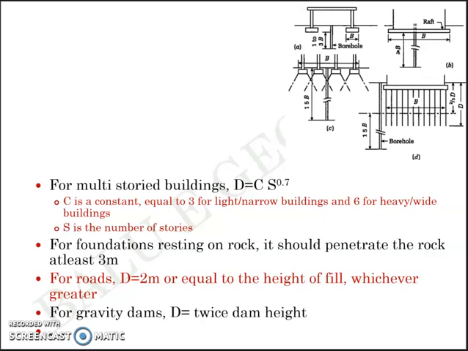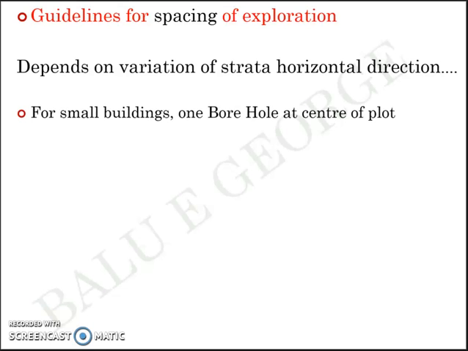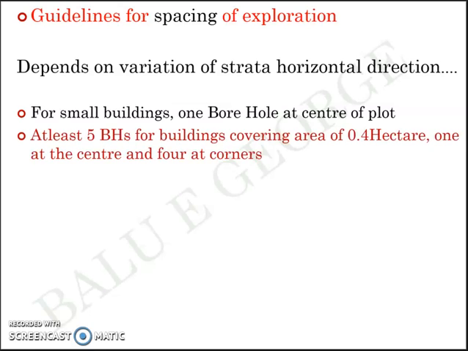Now, like the depth of exploration, we need to arrive at the spacing of exploration, which means the number of boreholes taken at a particular site and the spacing between these boreholes. Again, it depends on the variation of the strata in the horizontal direction. For small buildings, just one borehole will be sufficient at the center of the plot. Residential buildings are an example. And for buildings which cover a planned area of 0.4 hectares, one borehole at the center and 4 boreholes at the corners, making 5 boreholes total, is suggested.